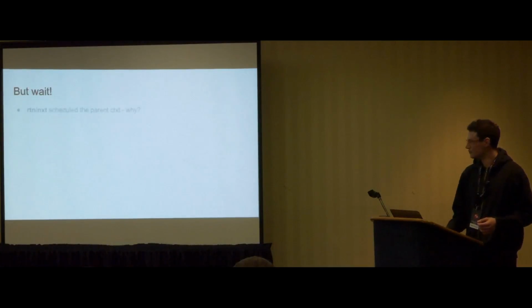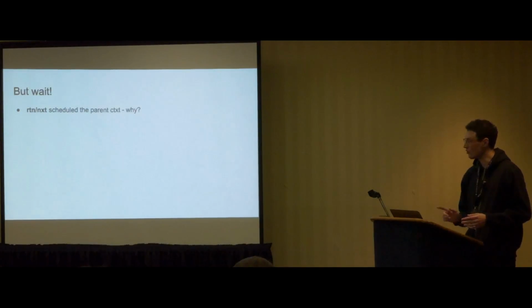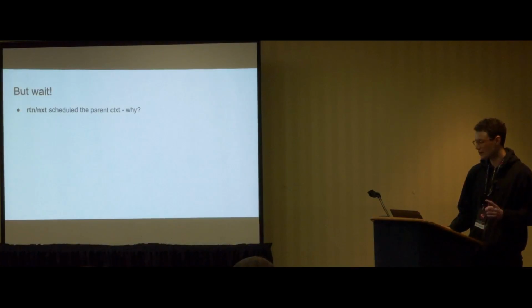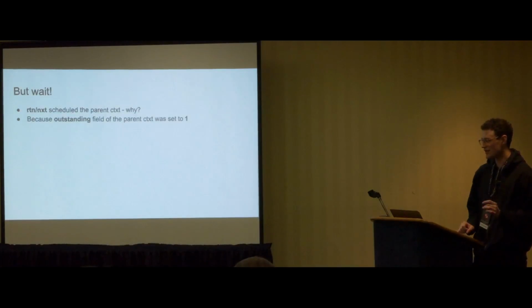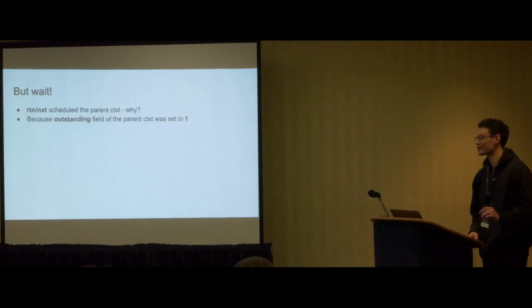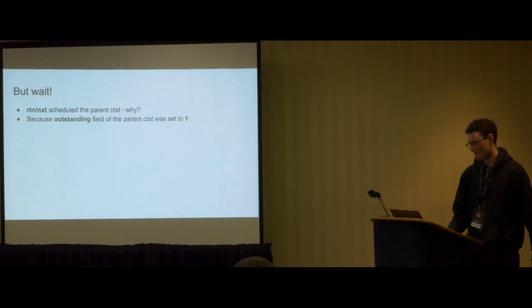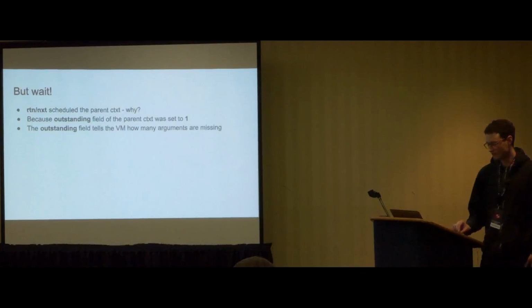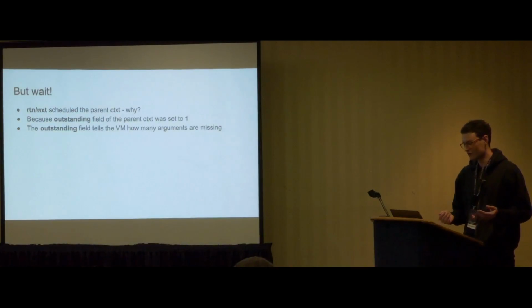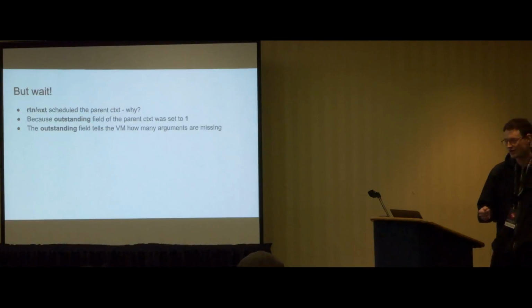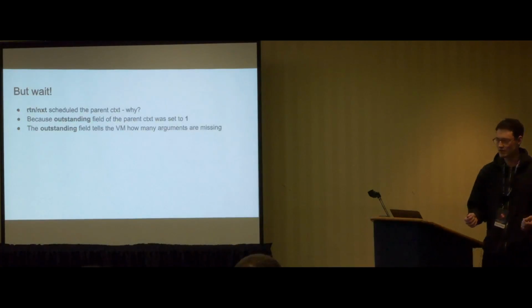Okay. So I just said that return next schedules the parent context, but is that always the case? No, it's not always the case. Here it was the case because the outstanding field of the parent context was set to 1 earlier. Now you can understand the outstanding opcode. The outstanding field, which gets set by the outstanding opcode, tells us how many arguments are missing in the parent context.